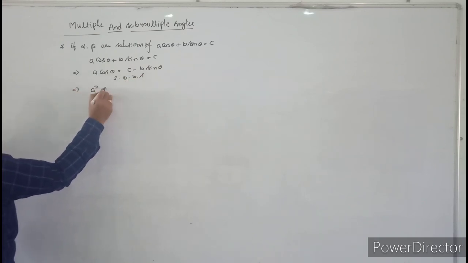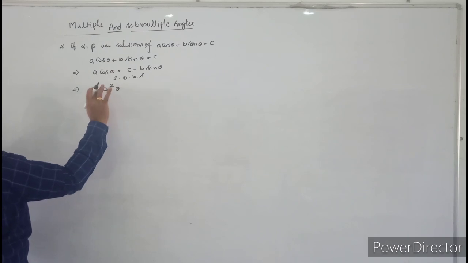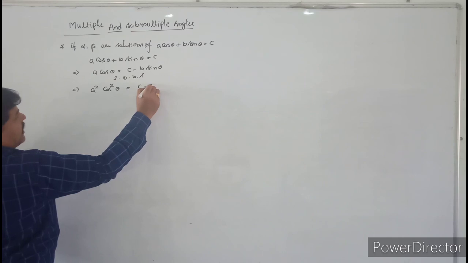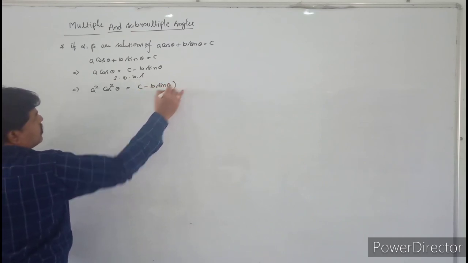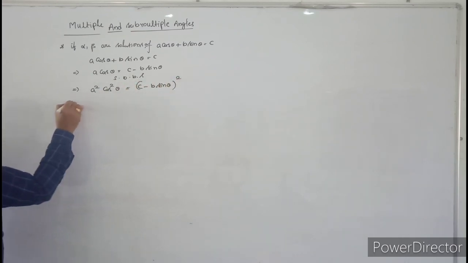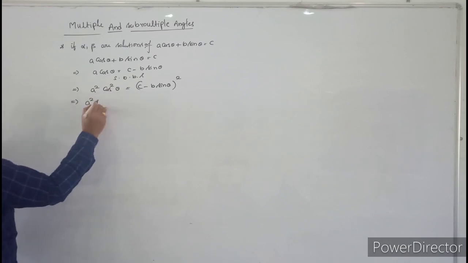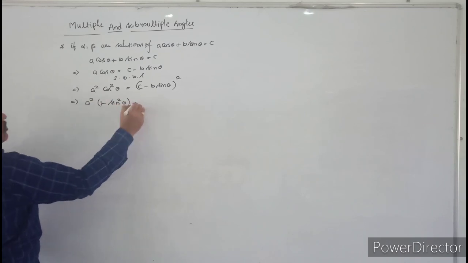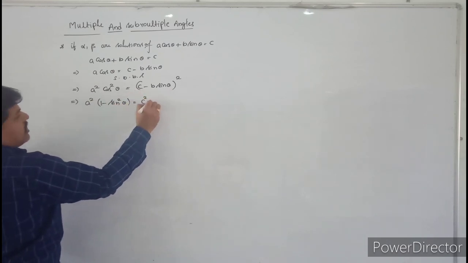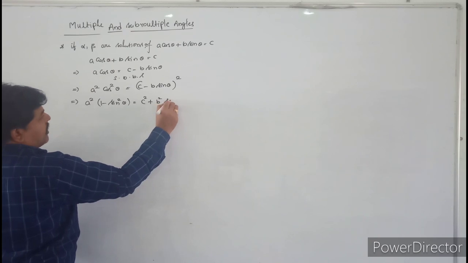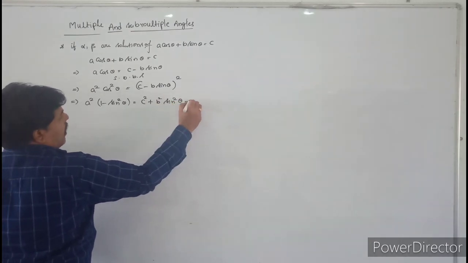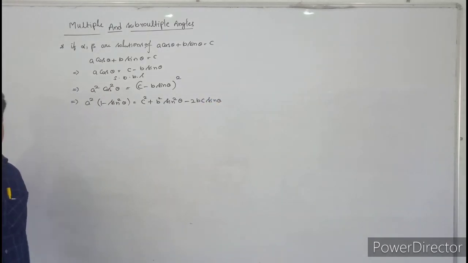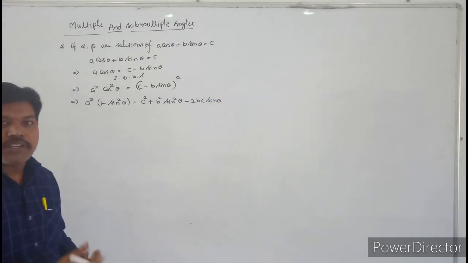What happens? a square cos square theta is equal to (c minus b sin theta) whole square. So a square cos square theta, you can write as a square into (1 minus sin square theta). Expand this, you will get c square plus b square sin square theta minus 2bc sin theta. Do you understand that?